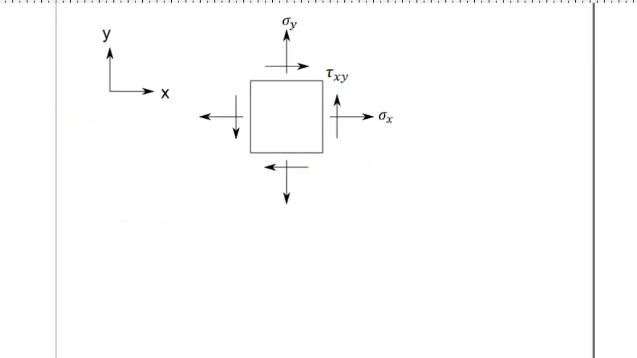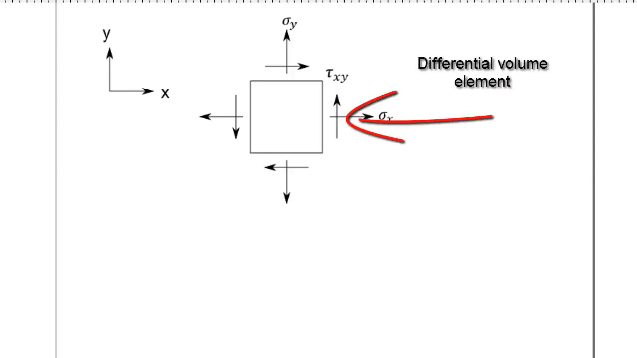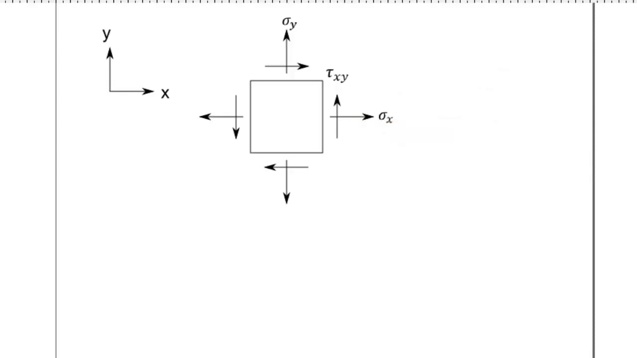Inside any material that is subject to plane stress, or stress that is just within one plane, we can analyze a differential volume element and look at the stress on this element. Typically, we break this stress down into a conventional Cartesian coordinate system in the x and y directions. However, sometimes it's actually convenient to take a look at stresses in a rotated frame of reference.